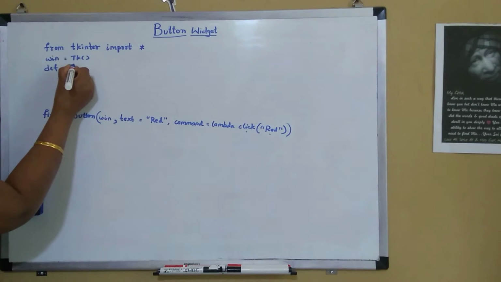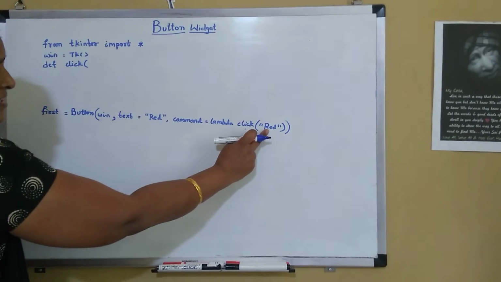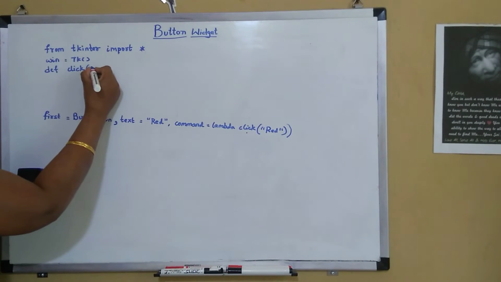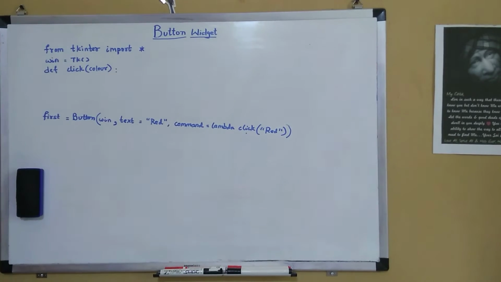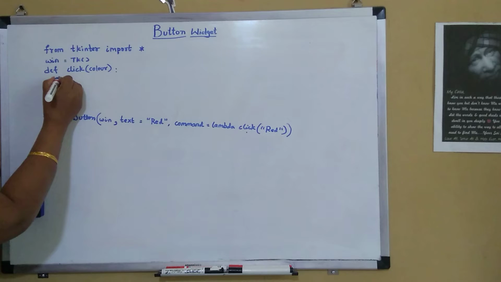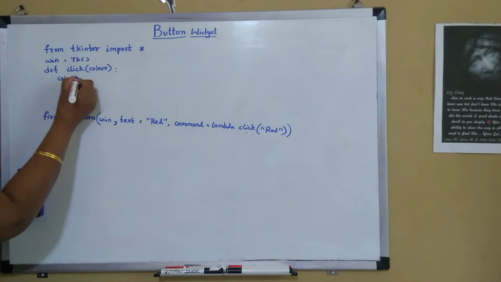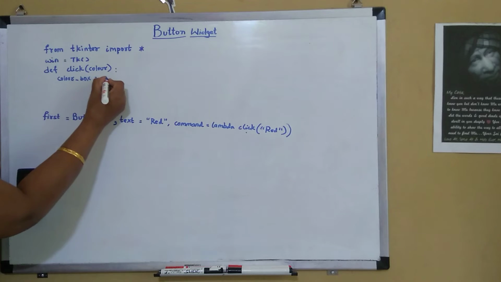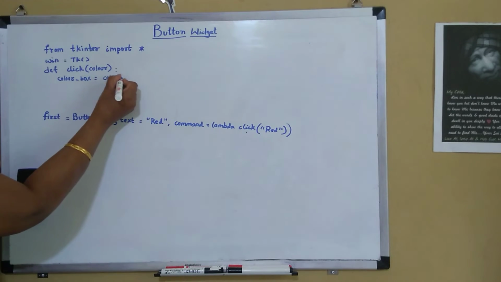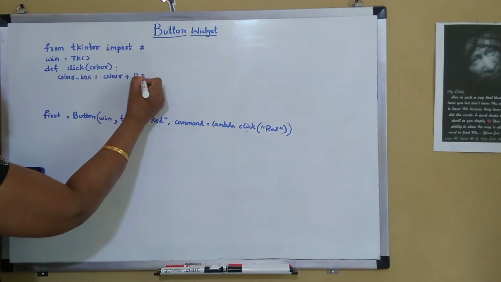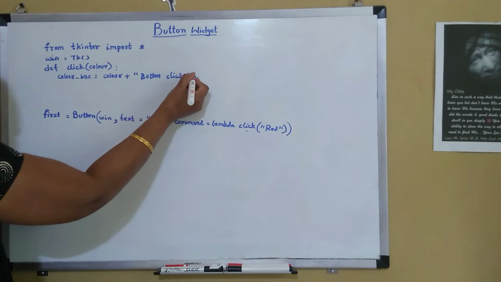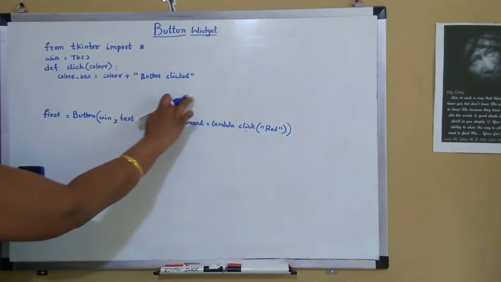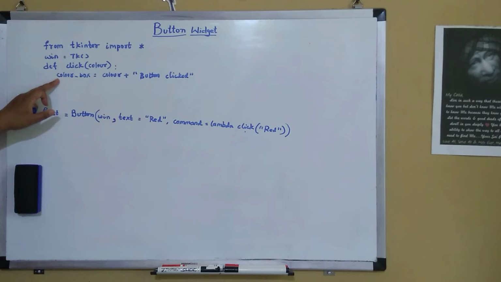So this click function, let me write it over here. def click. Since it is passing an argument, it has to take this particular argument, color, in the click function. And let me say color_box is equal to color plus button clicked. So this statement should be indented to specify that it is a part of the function.